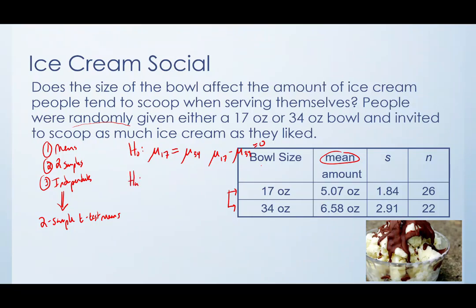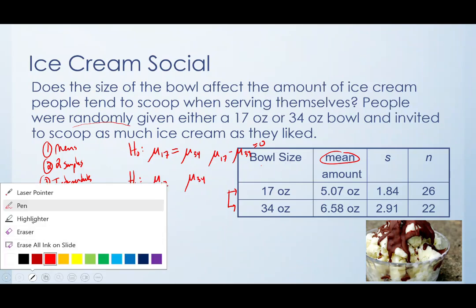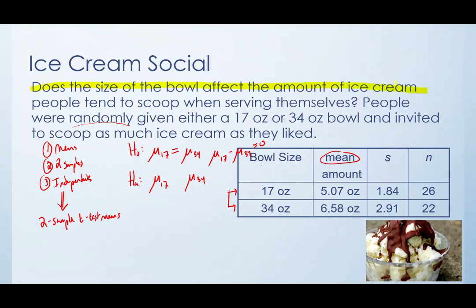Now our alternate, we're going to look the same, 17, 34, and now the question is, do we think it's more, do we think it's less, or do we just think it's different? Now again, don't look at the data here, look at the question, right? Because really we're supposed to set this up before we get the data, right? So does the size of the ice cream bowl affect the amount of ice cream people scoop? So there is no preference, there's no suspicion that it's more or that it's less. Therefore, we're going to go with a two-tailed test, a not equal to.